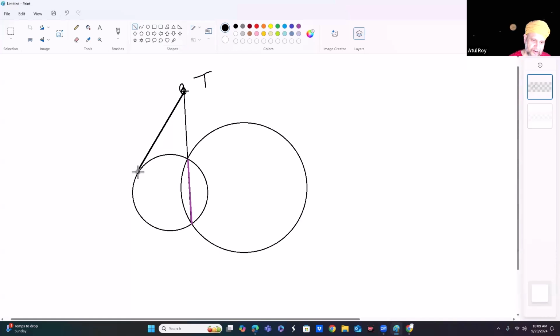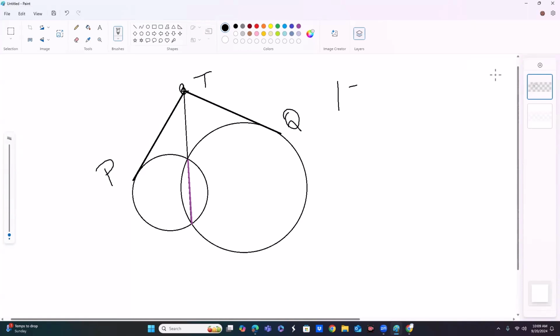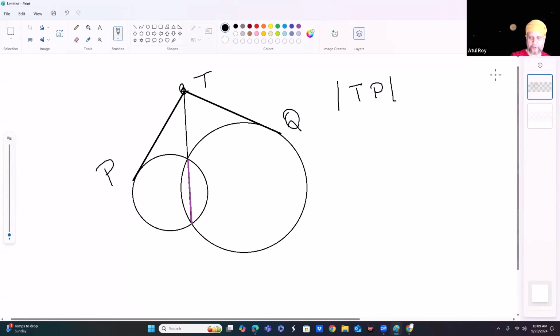So I have drawn a tangent here, okay? And then I'm going to draw a tangent here. All right, beta? So what we have then is this, say this point is P and this point is Q, that is, P and Q are the points of contact. So we have to prove that TP and TQ are congruent, correct?